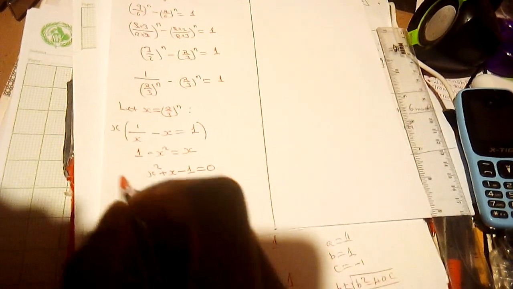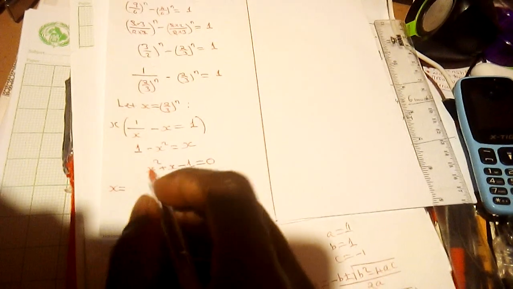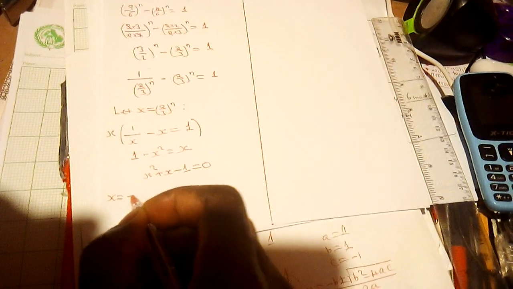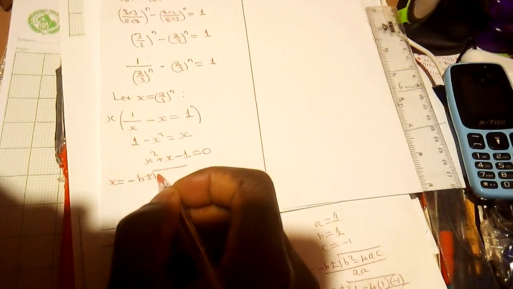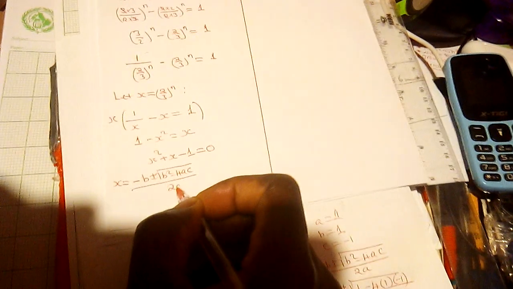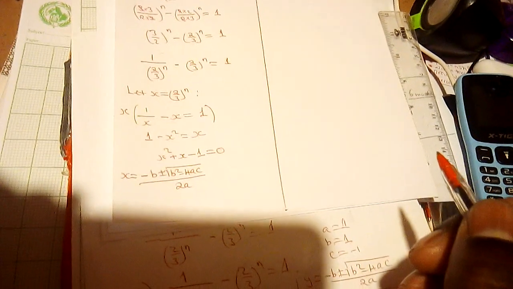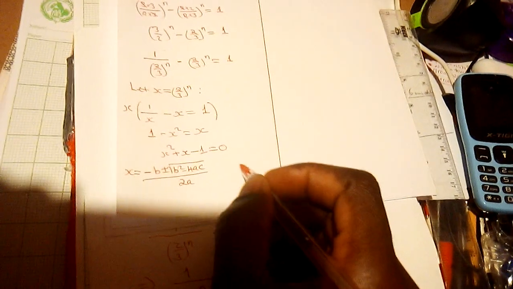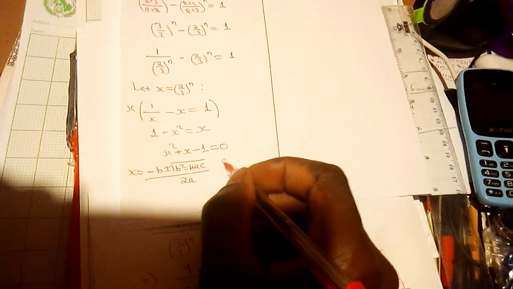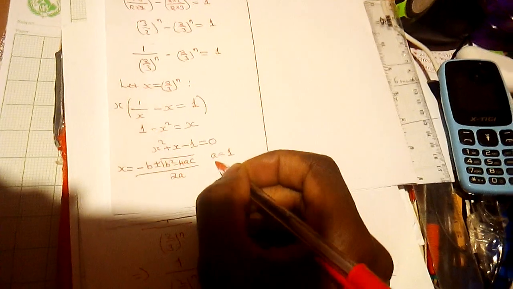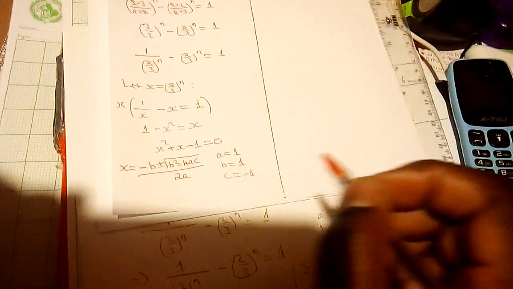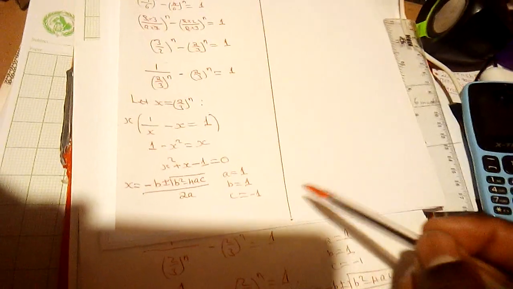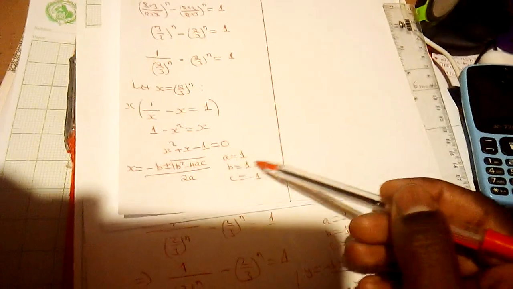You solve this equation using this particular formula: minus b plus or minus the square root of b squared minus 4ac, everything all over 2a. Once this is done, you collect the coefficients. A is 1, b is 1, c is minus 1. Once this is done, we plug these coefficients into the formula.